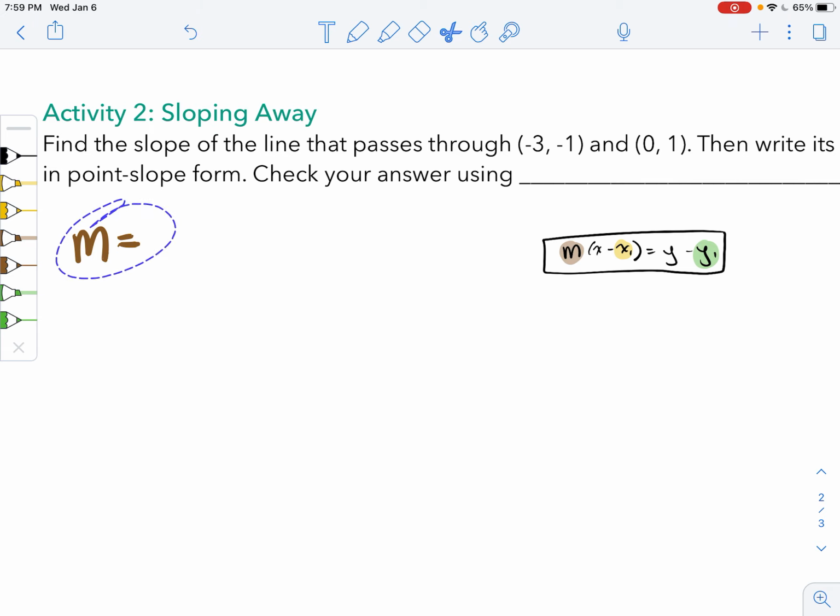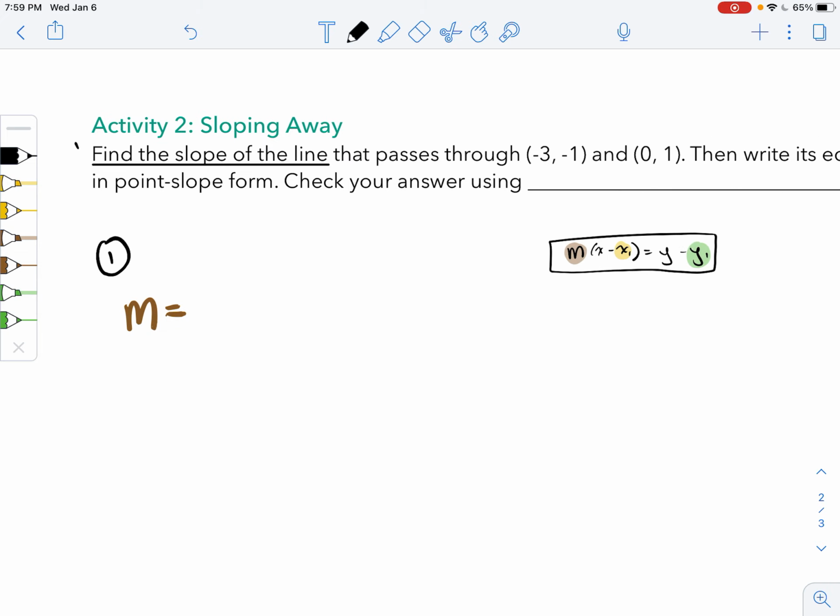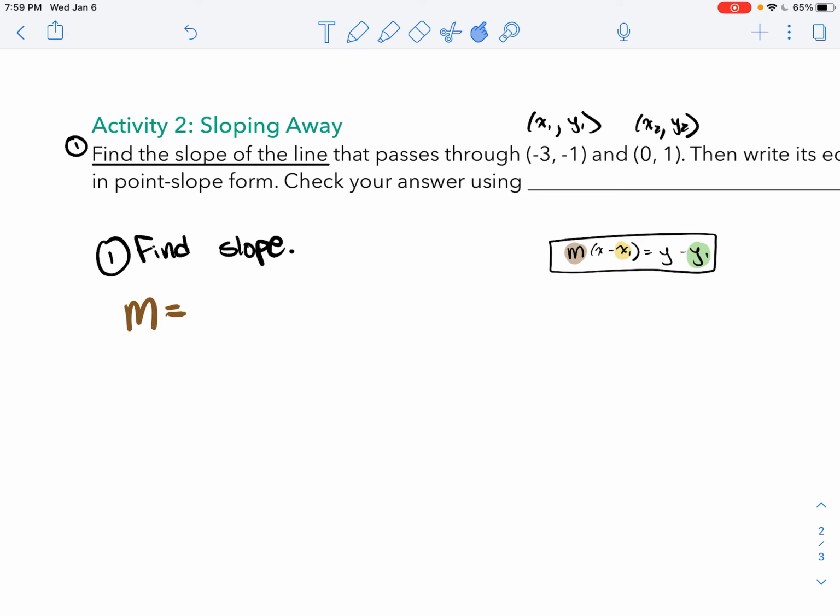So our first step, find slope. Oh, it literally says, find the slope of the line. Okay, so that'll be our first task. Find slope. This is why it's very important to read the directions, you guys. Okay, and let's label these as x1, y1, and x2, y2. Could we have switched it? Could we have done this instead? Said, hey, that's x2, and that's x1. We totally could have. But we're going to count it.